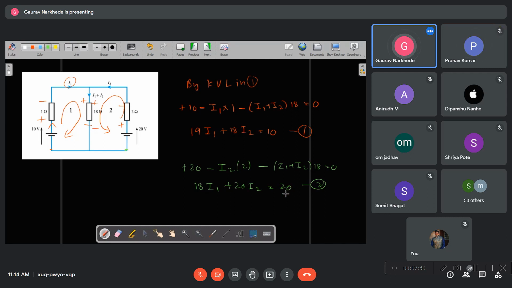So you have the scientific calculator. These are two equations, two unknowns. Can you get the value of I1 and I2? Come on. In the scientific calculator you just have to put the coefficients and you can get the answer. So has anyone solved it? Come on.